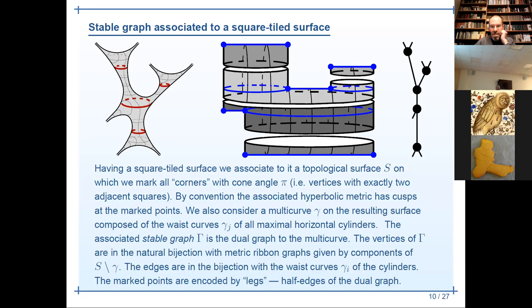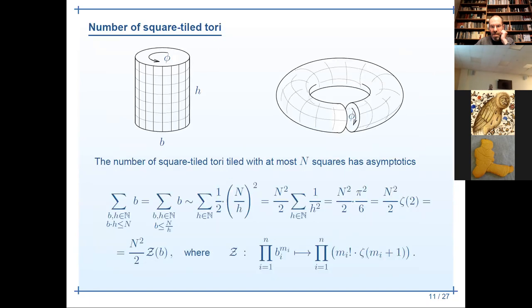Okay. So let me show you an example of computation. We'll compute the number of square tiled tori, tiled with at most N squares, in the following way. For technical reasons, I have to mark a point. And now my ribbon graph is just one circle. I use parameter B for the length of the circle. And then I have some height here. I chop my torus along this horizontal circle, which has length B. So I open it up. I get the cylinder.